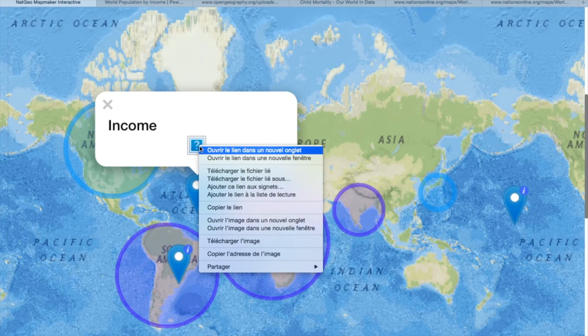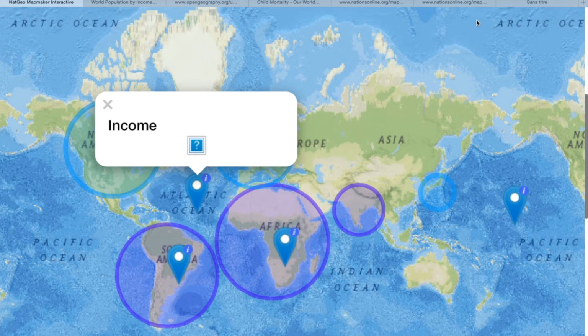Income. Money received, especially on a regular basis for work or through investments.